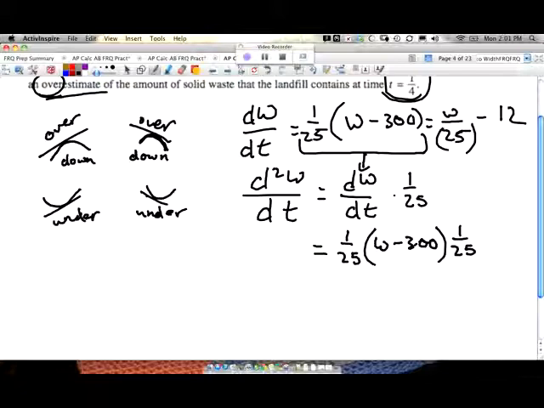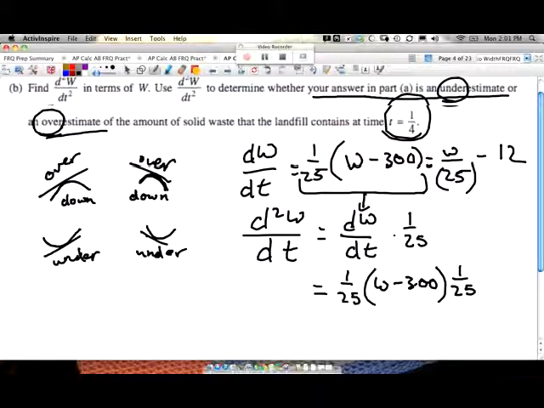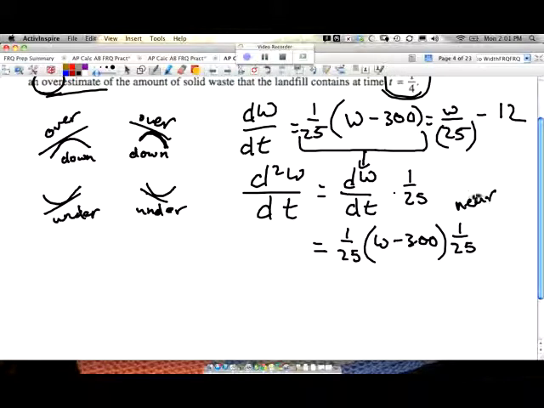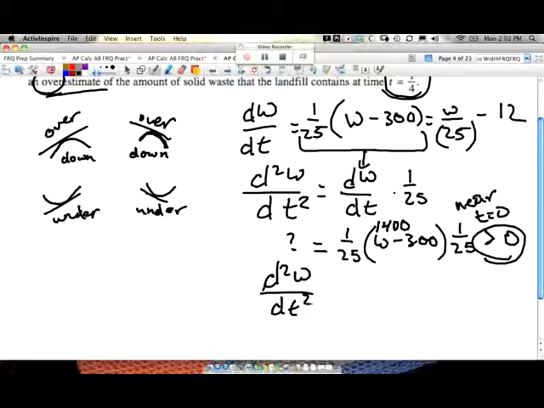Oh, no, wait. So the question then is, at t equals 0, I should say near t equals 0. And we said that w is actually 1400 at t equals 0. So this would be 1/25 times (1400 minus 300) times 1/25. We don't really care what that equals, but we do care that it's greater than 0. It's positive. So d squared w over dt squared is greater than 0 when t equals 0.